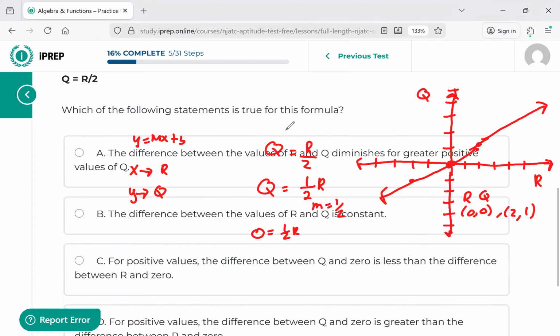What about C? For the positive values, the difference between Q and Z is less than the difference between R and Z. Yes.